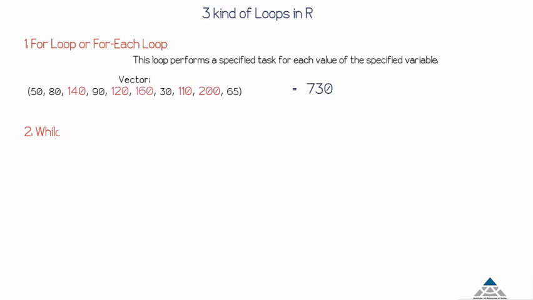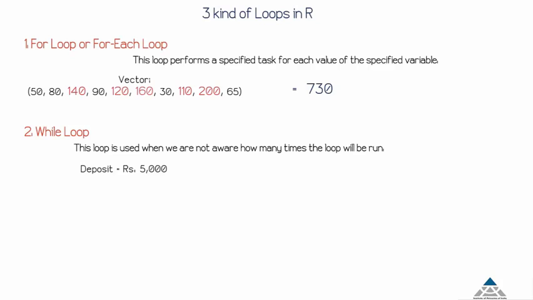Second type is the while loop. This loop is used when we are not aware of how many times the loop will be run. Say, we have an investor who deposits 5,000 each month and earns a compounded rate of interest of 8% per annum on that deposit. He wishes to withdraw the money when the value of his investment becomes 5 lakh.